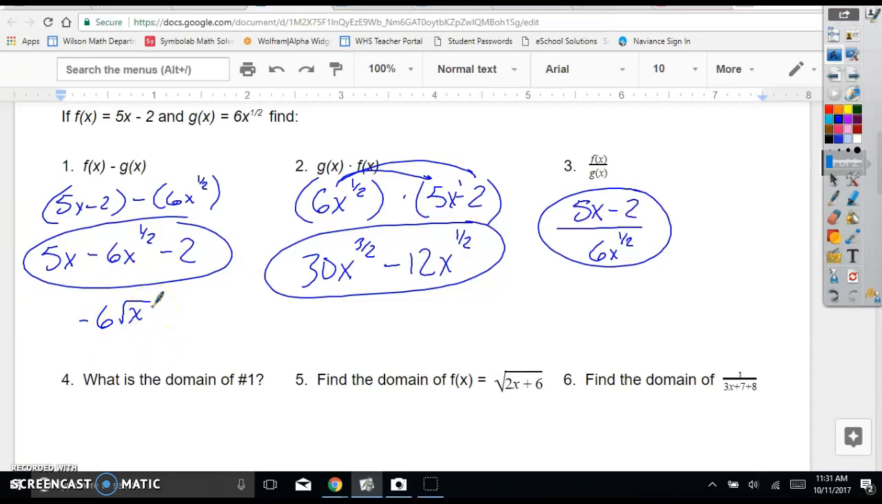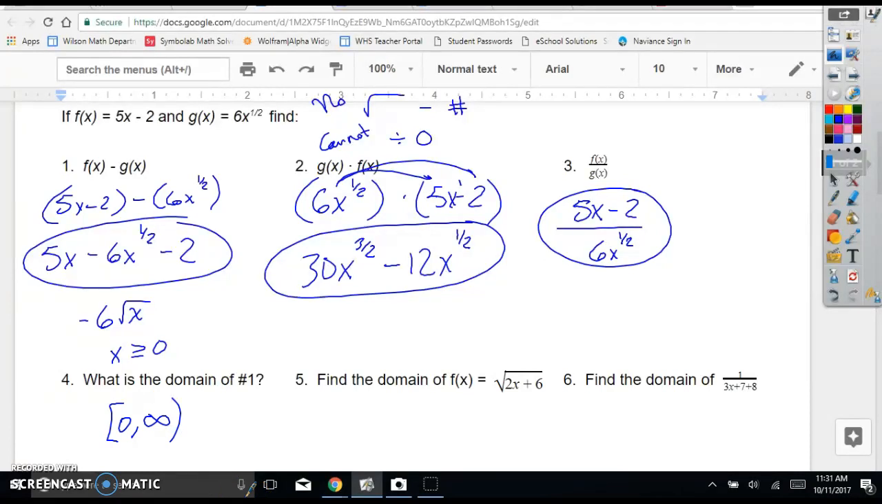We cannot take the square root of a negative number, and we cannot divide by 0. So this one, there is no division, but we cannot take the square root of a negative number. So that means x has to be 0 or bigger. So to say that, we would say we're between 0 and infinity.